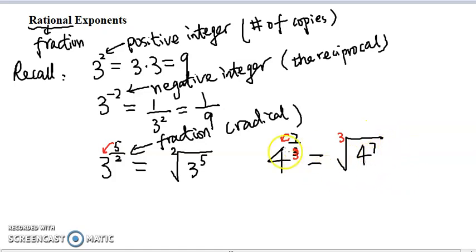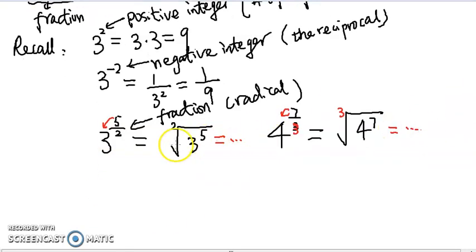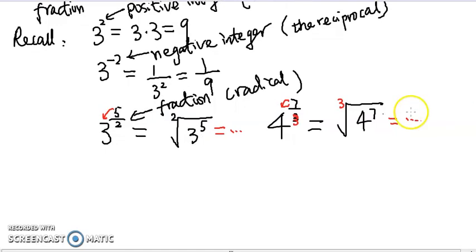We can simplify this further, because we know that this is not the simplest form. But we're not going to do it here. Here I'm just using this as an explanation of what a fractional exponent means. Next, we're going to look at an example, and I will show you how to simplify it.